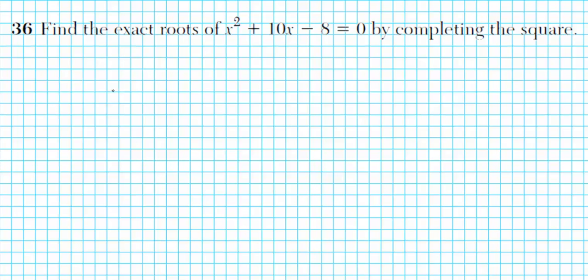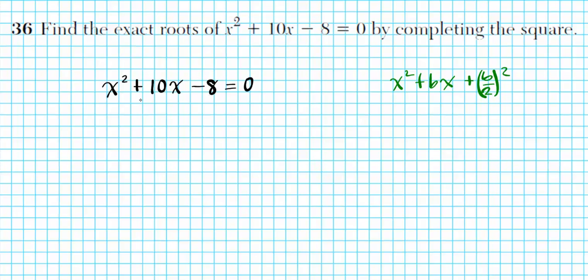Okay, so we have x squared plus 10x minus 8 equals 0. If we want to complete the square in this equation, the first thing we're going to do is create an incomplete square. An incomplete square is of the form x squared plus bx. And then we'll complete the square by adding b over 2 squared in order to create a perfect square trinomial. So let's create the incomplete square first by moving this constant term to the right.